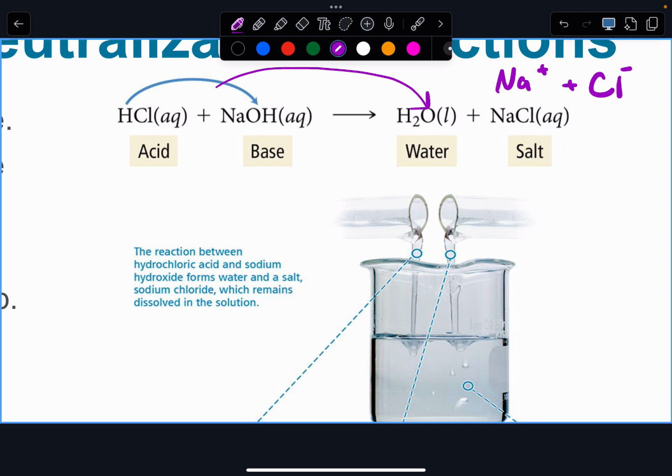Anytime we have a plus and a minus like that, we very often will just write it together, if they're both a metal and a nonmetal. So if you had H3O plus and Cl minus or something, you would not write those together. But if they're just a regular ionic compound, or components of an ionic compound, then we might write those together.